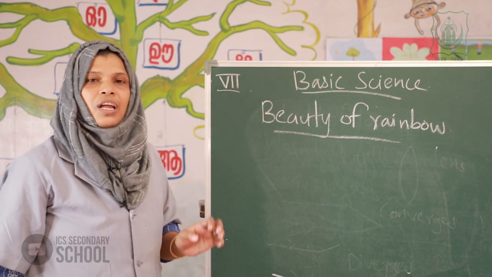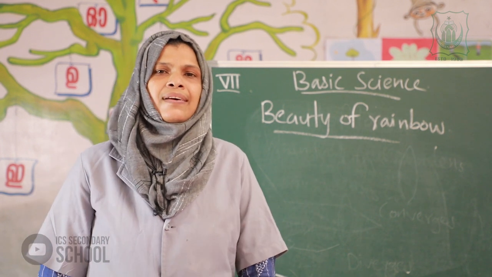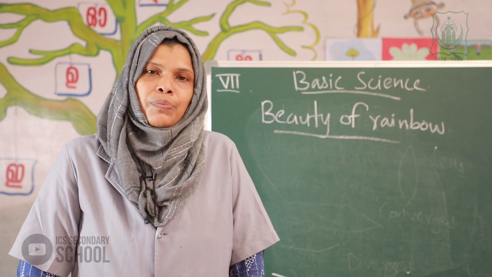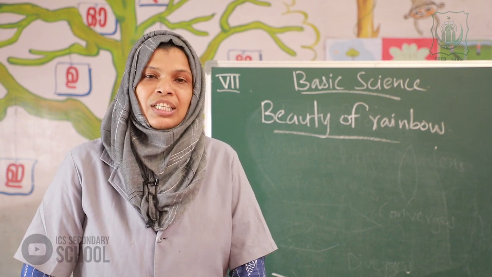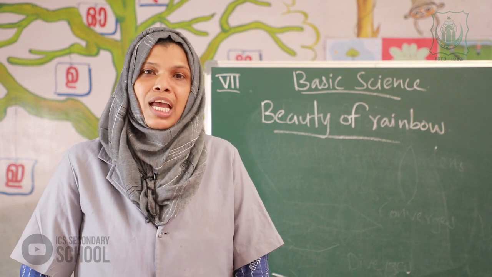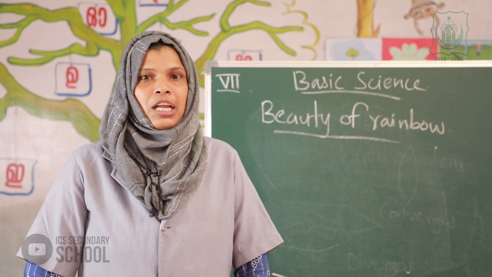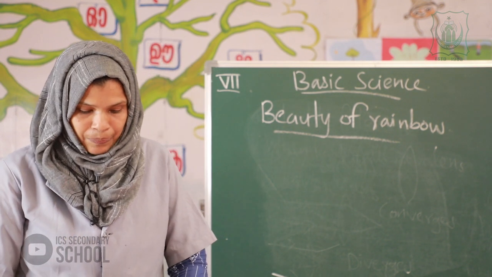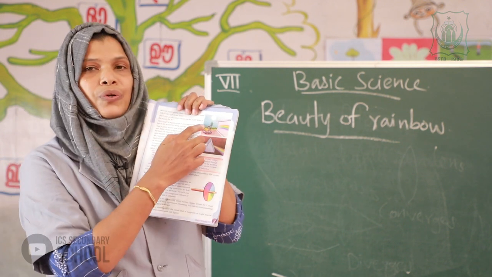Beauty of rainbow. You might have seen a rainbow. Okay. Then what are the colors in the rainbow? Violet, indigo, blue, green, yellow, orange, red. Okay, then we can create a rainbow. There is an activity for you in your textbook, page number 35.